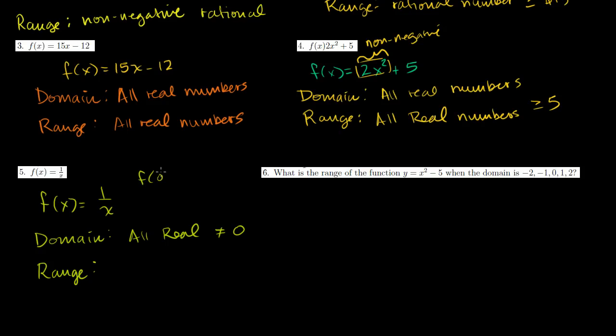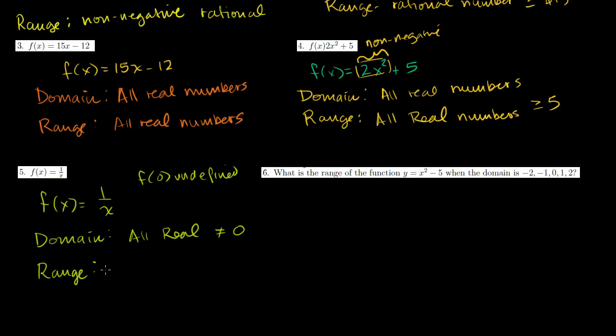I almost made a mistake. f of 0 is undefined. And that literally means we don't know what to do with a 0. We have not defined a way to operate on a 0. So f of 0 is undefined. So the domain is all reals except for 0.